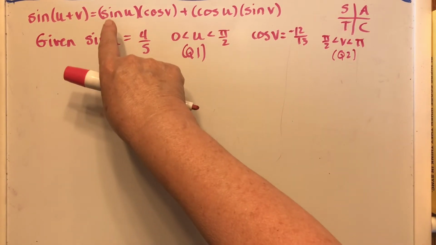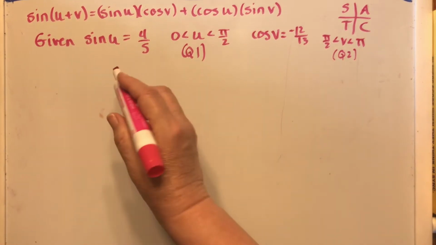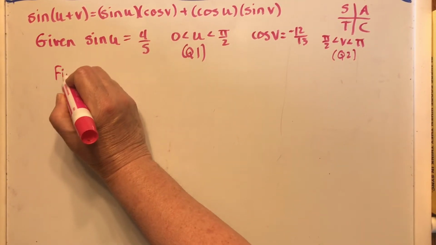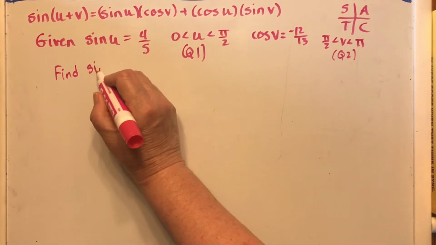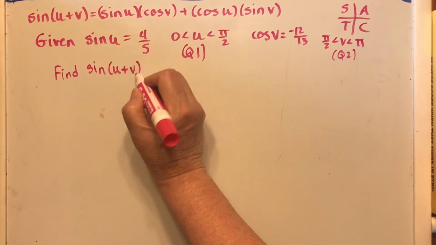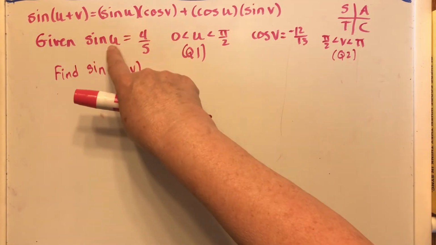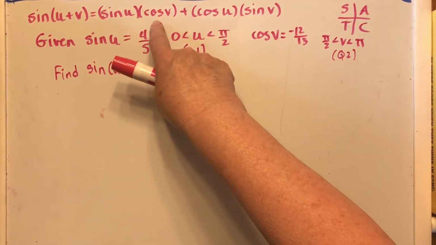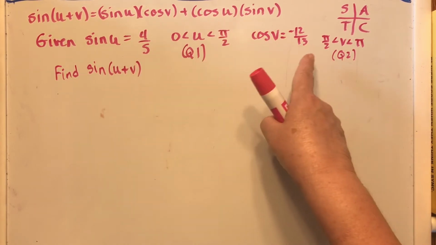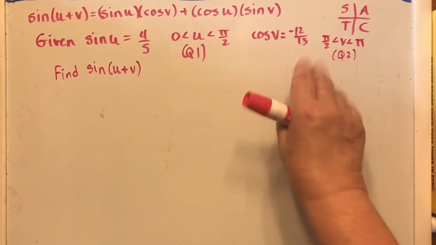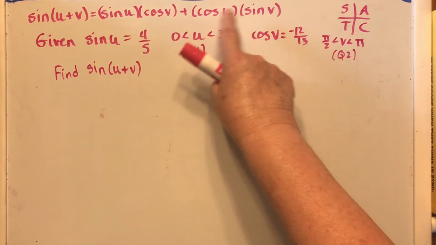All right, so in order to use this formula, oh, by the way, we don't even have a question yet. They're going to ask us to find the sine of u plus v. So they're asking for the sine of u plus v. So in order to find that, we need the sine of u. Well, notice they give us that. We need the cosine of v, also given. But then we also need the cosine of u, which is not given, and the sine of v, not given. But we can use the information they do tell us to find these missing values.